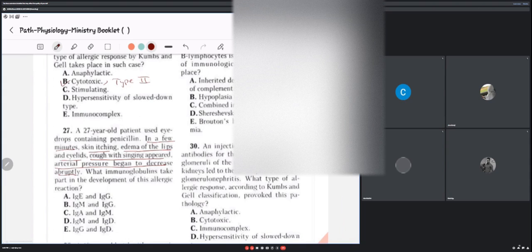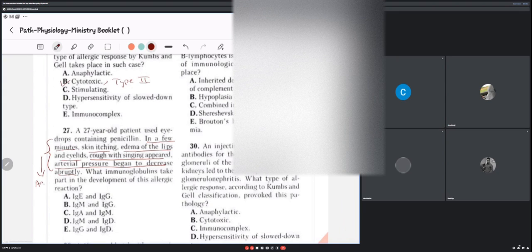Is it delayed or immediate? Sorry, what did you ask? Immediate. I was asking what type of reaction is it? Is it immediate or delayed? Yeah, it is immediate, but that's not what they're asking. They're asking of the immunoglobulins. I just tried to ask that question to see if you can remember types of reactions.